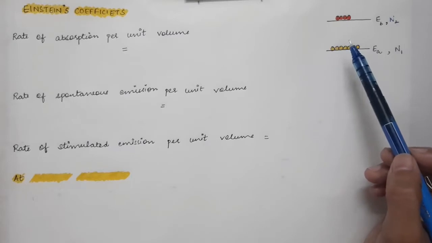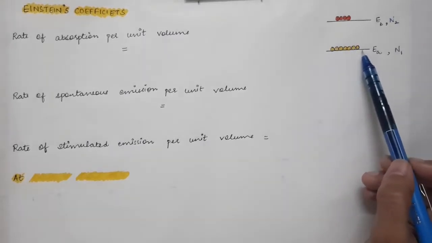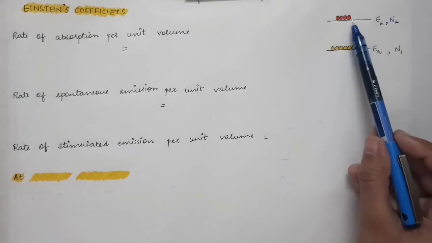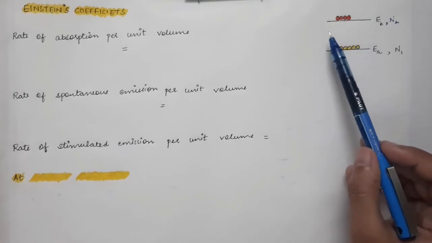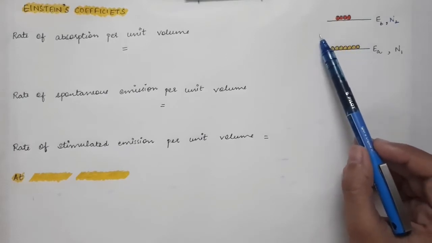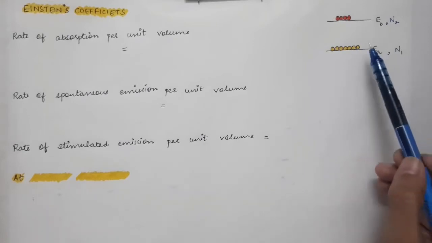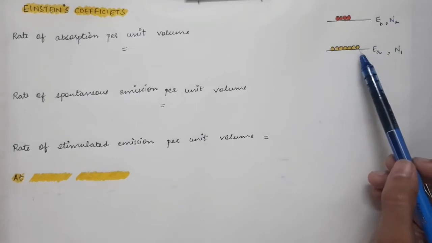The first possibility is that some of these atoms in the lower level will absorb the incoming photon and go to the excited state. So there will be a transition from the lower level to the upper level after the absorption of a photon of energy EB minus EA. This first possibility is called stimulated absorption.